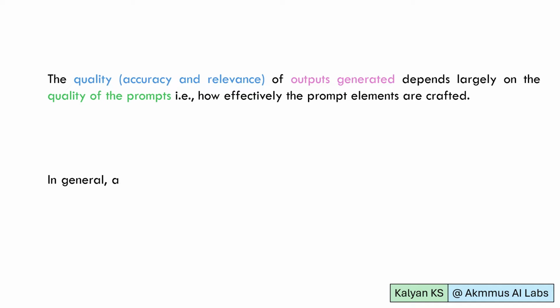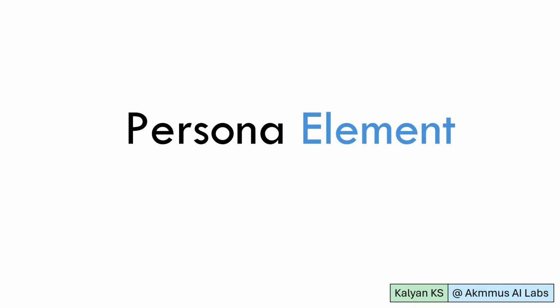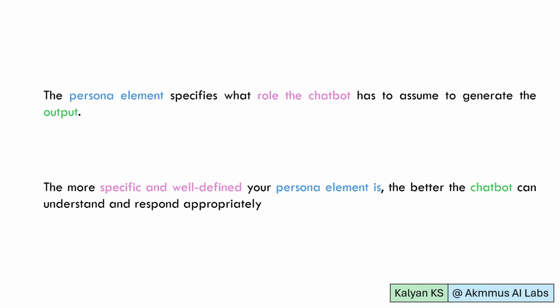In general, a prompt consists of many elements like persona, context, instruction, format, tone, constraints, etc. Let us see how to properly craft each of these prompt elements. First, let us see how to craft the persona element. The persona element specifies what role the chatbot has to assume to generate the output. Remember that the more specific and well-defined your persona element is, the better the chatbot can understand and respond appropriately.